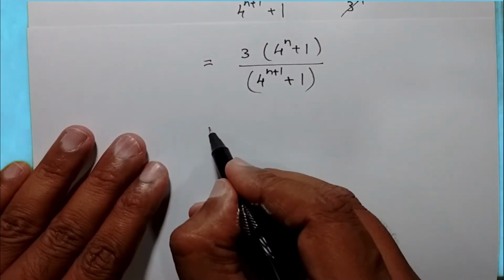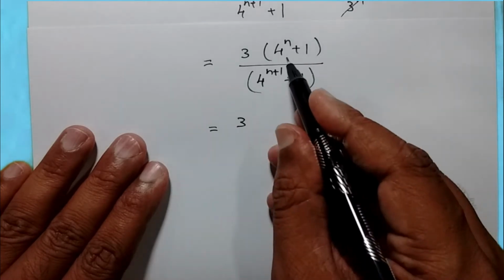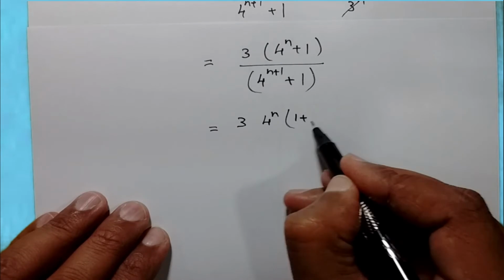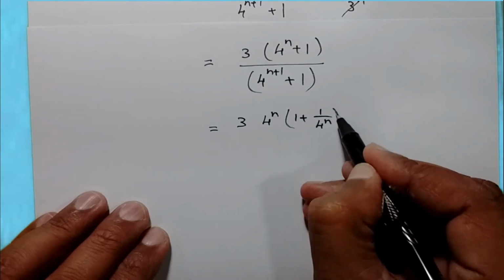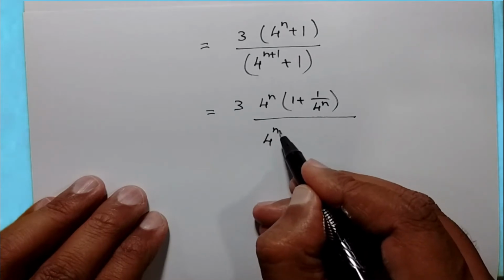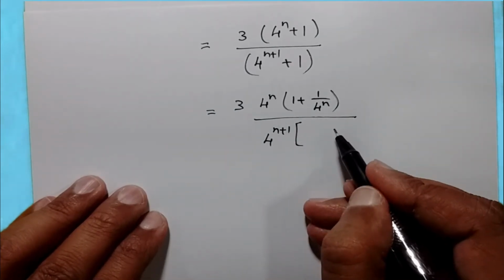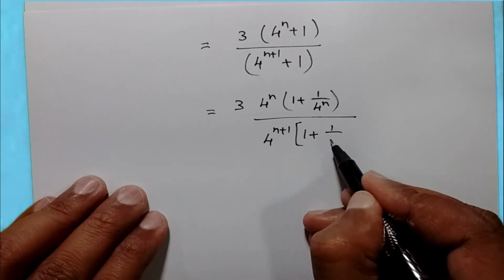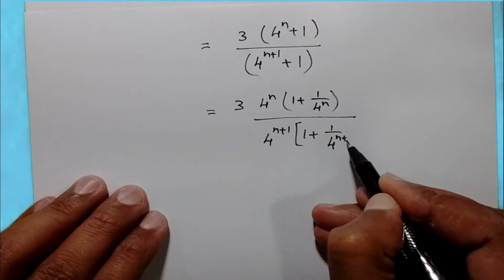This will be equal to 3 times, suppose I take 4 power of n as common outside, I will be left with 1 plus 1 by 4 power of n. In the denominator also I can take 4 power of n plus 1 common outside. I will be left with 1 plus 1 by 4 power of n plus 1.